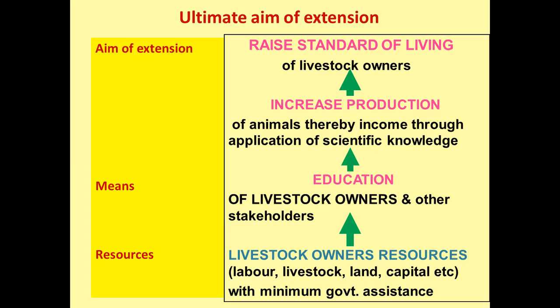Ultimately, we want to raise the standard of living of the livestock owners. How is it possible? It is possible only when we increase their farm production. This farm production may be related to fishery, animal husbandry, agriculture, or whatever practice they are involved in, and how we can increase the production level at the farm level through education. Okay, through the education of the livestock owners and other stakeholders.